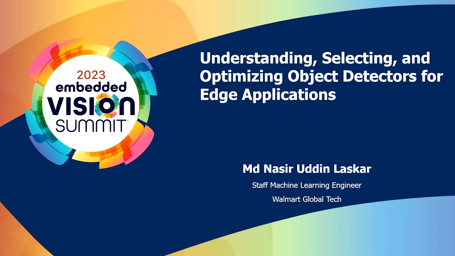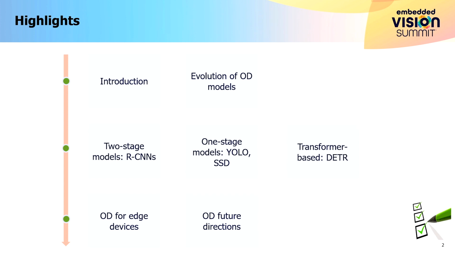Today we are planning to discuss object detection. Object detection is one of the core problems in computer vision, right? So how we can optimize these resource-intensive systems for very resource-constrained edge devices.